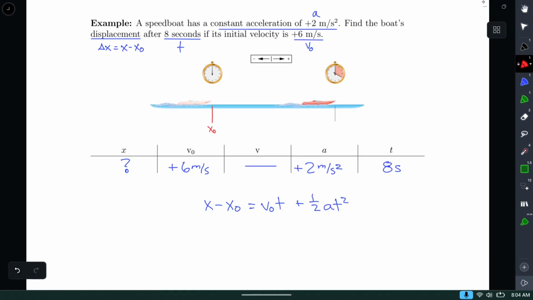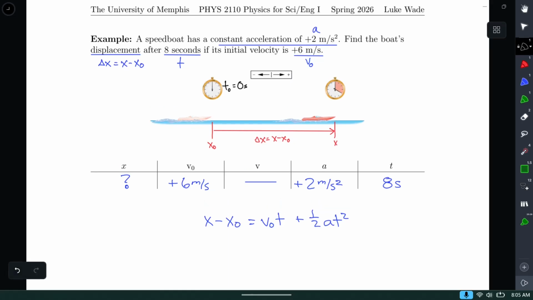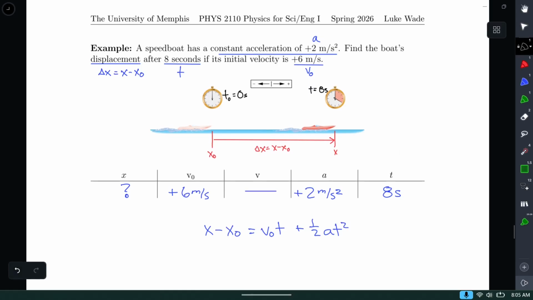So this is the speedboat going from position x0 to x. This is its displacement between those two, x minus x0, or we can write that delta x. It's doing that between a time of, we could call it t initial, but remember we had started saying, let's always assume that's 0. You start the clock at the beginning of whatever event you're studying, and then it does that between 0 and 8 seconds, and that's given in the problem. It has an initial velocity of 6 meters per second.